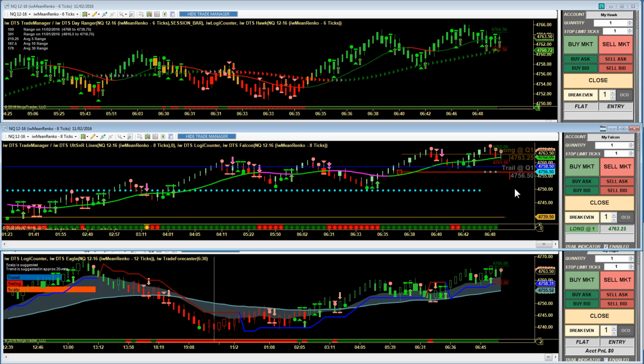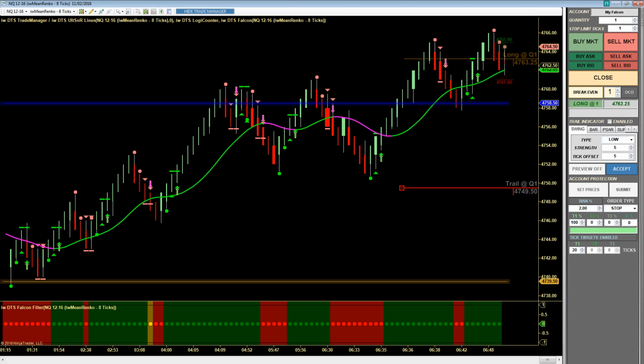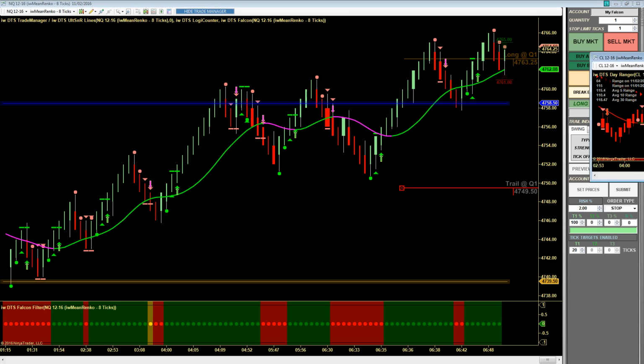Okay, Ranjit is asking about crude oil, and I'll pull that over in just a second. What I'm going to do is I'm going to hold my stop back here at the original placement, just to give the market a little bit of wiggle room. It looks like it needs just a little bit of room to sort itself out. Okay, so Ranjit's asking, what kind of success does the system have with crude oil? Well, let's bring crude oil over here and you can see for yourself.